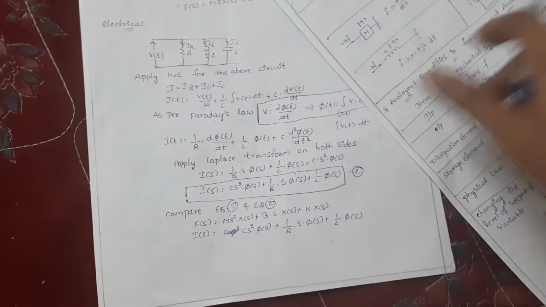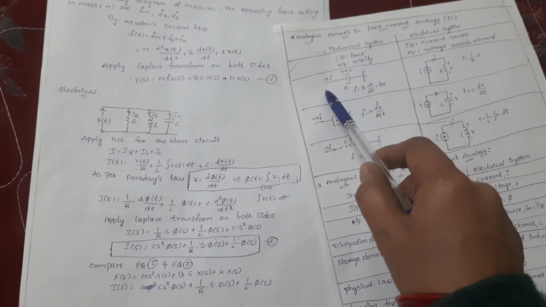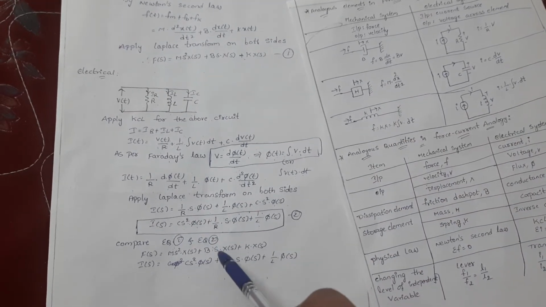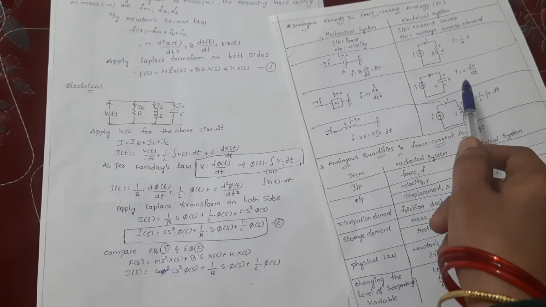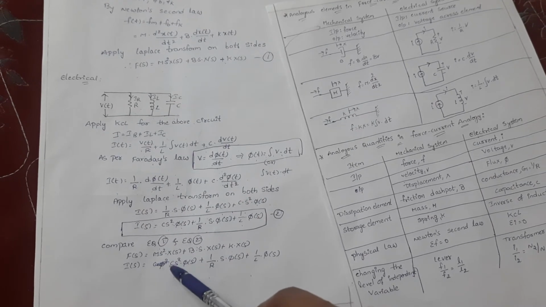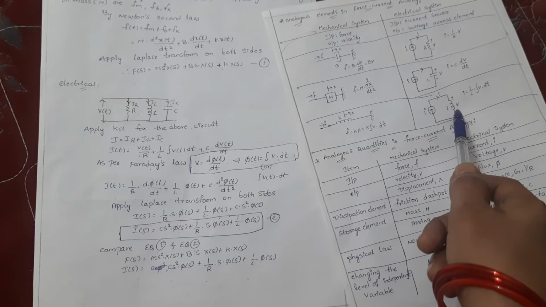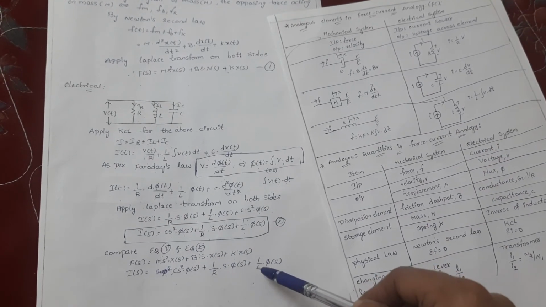See the force current analogy formulas. In the force current analogy, B should be 1 by R. We got that, B is 1 by R. And M is C; M is replaced with the capacitor. And K is replaced with the inductor, 1 by L integral V dt. So that's why we got 1 by L.